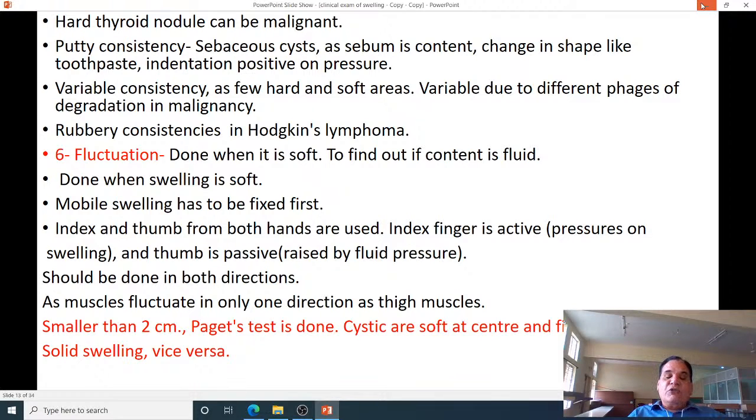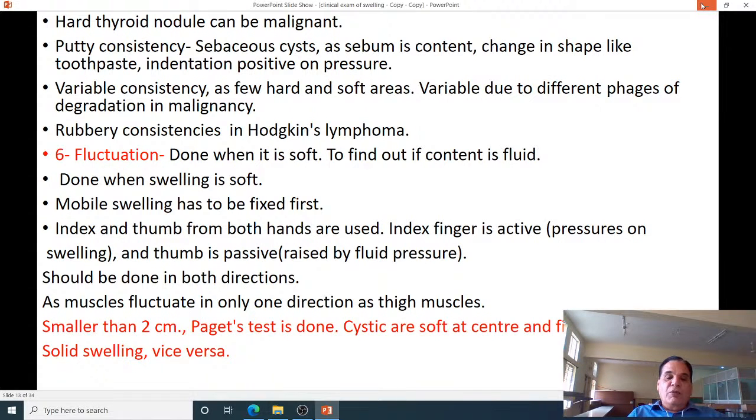For mobile swellings, what do you have to do? You have to fix it first. And then use the index finger and thumb. You have to press it. Index finger is active and thumb is passive. Whenever you press the swelling with the index finger, your thumb will be raised. One is active, one is passive. And here you have to test in both directions, not a single direction, because in a single direction, muscle can also fluctuate. So two directions.